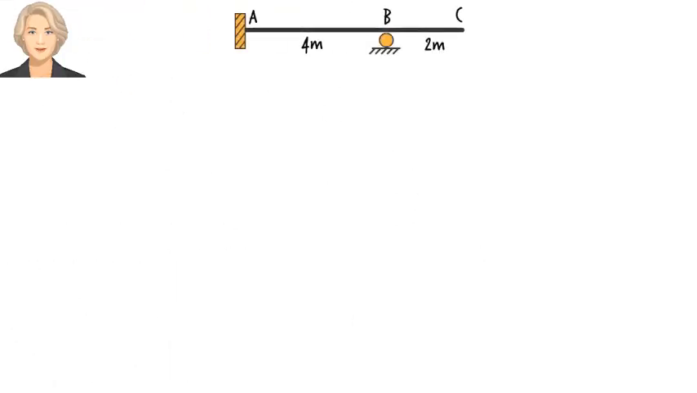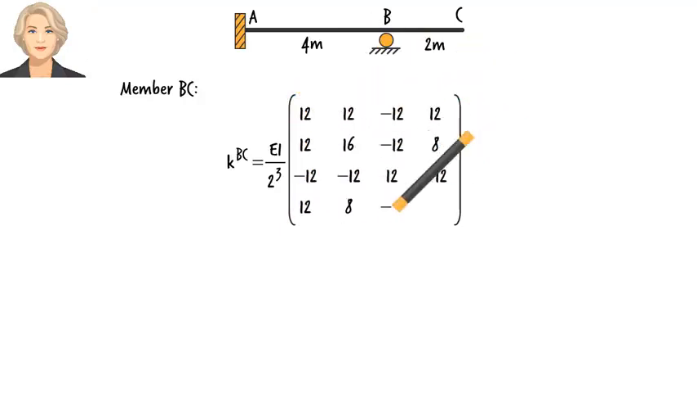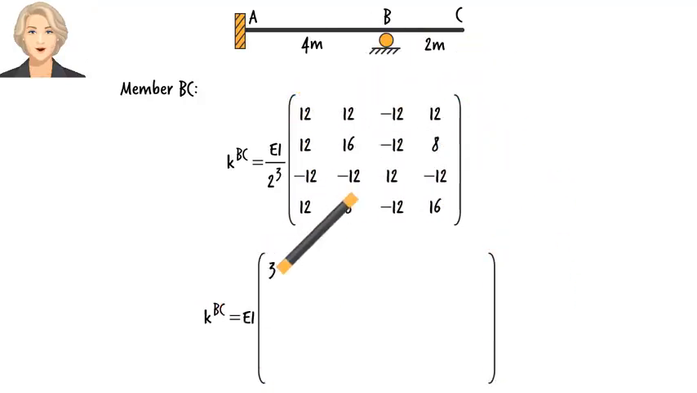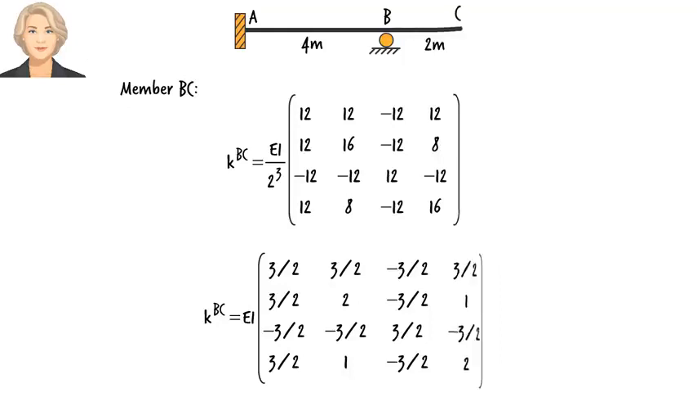For member BC, we can write, and here is its simplified version. We are going to use these stiffness matrices to assemble the system stiffness matrix, which we will then use to analyze the beam. Let's see how we can assemble the system stiffness matrix from the member stiffness matrices.